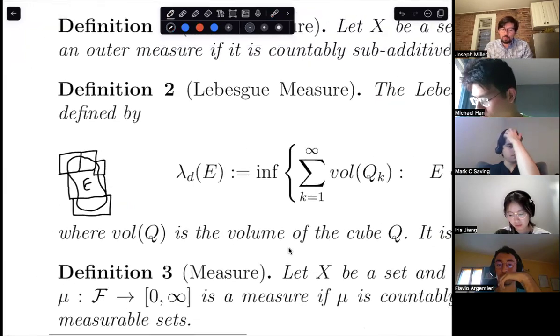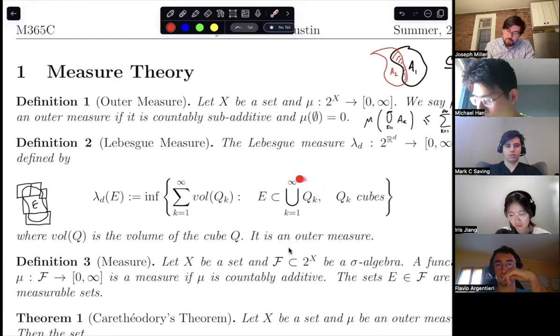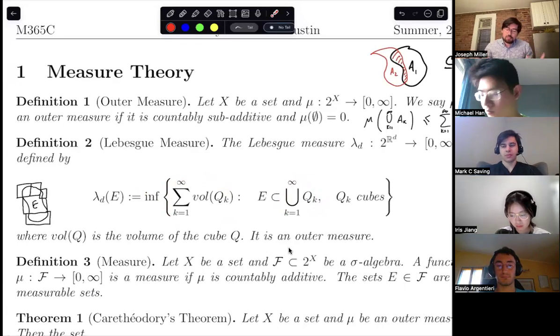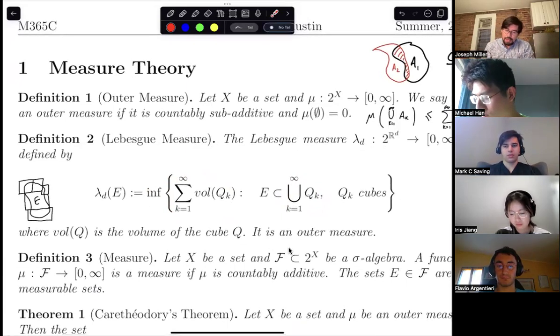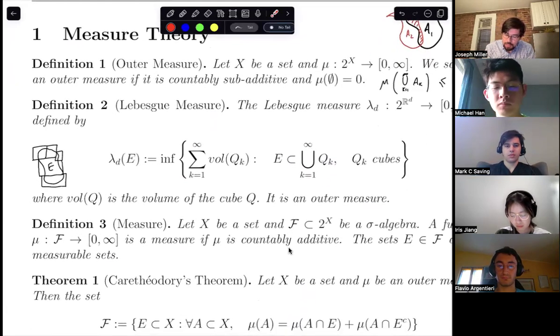I look at all possible countable covers of the set E, and then I take the smallest possible cover by these cubes, the smallest volume. In some sense, the outer measure, this Lebesgue measure, is measuring: if you give me any kind of set, what's the best I can approximate it by from above by cubes? And actually, Lebesgue measure is an example of an actual measure.